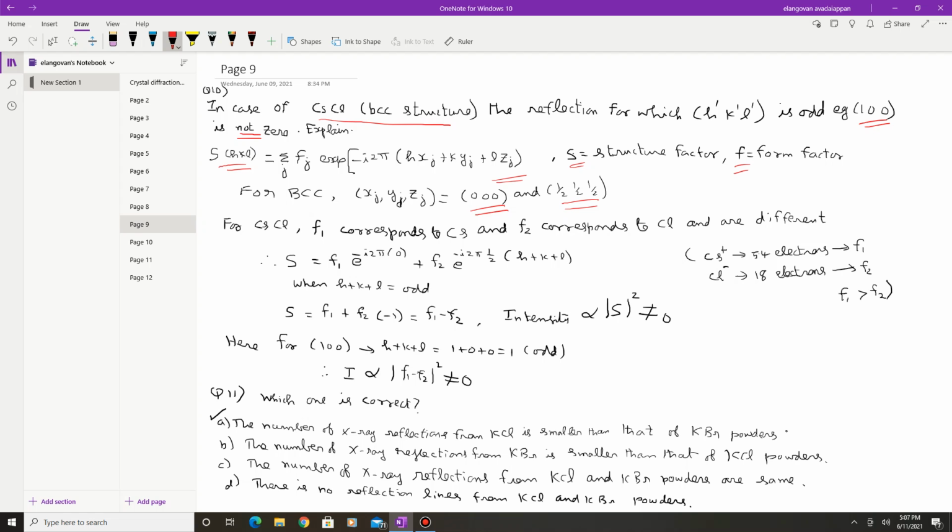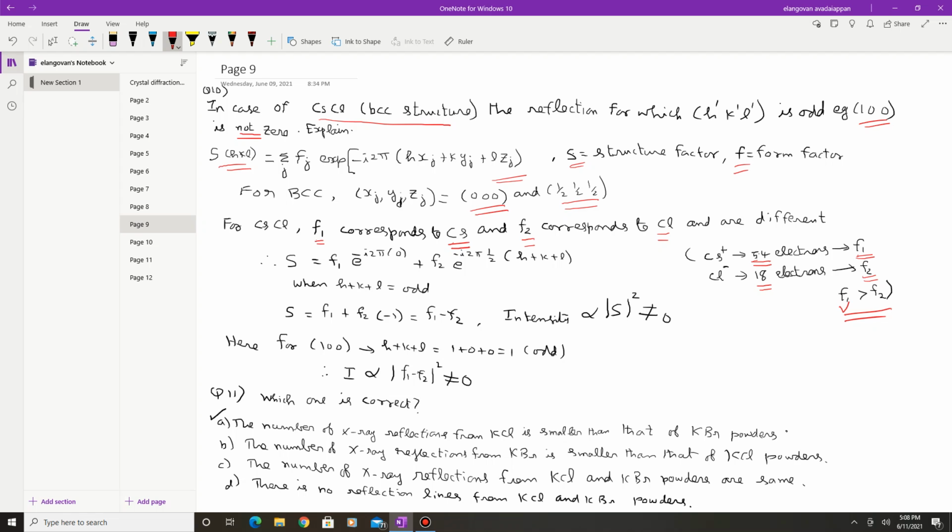Now since this is cesium chloride, cesium and chloride are different atoms. If they were identical atoms, then the form factor F1 value and F2 value would be equal. But for the cesium ion, there are 54 electrons. For chlorine, there are 18 electrons. So F1 is the form factor, the scattering power. Naturally, since there are 54 electrons, the scattering power is more when compared with F2. Therefore, the scattering powers for cesium and chlorine are not equal, they are different. And since the number of electrons, one is 54, another one is 18, the scattering power F1 is larger than F2.